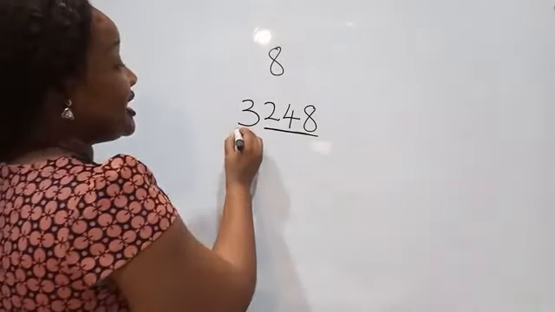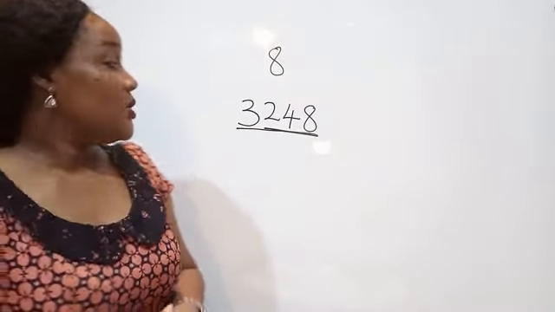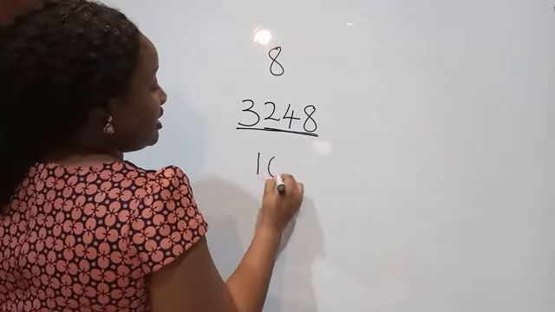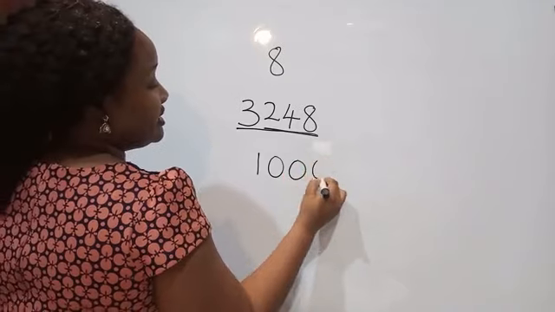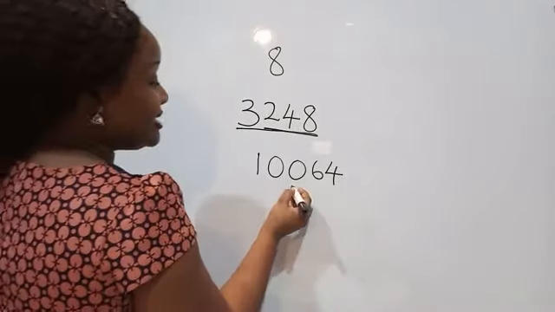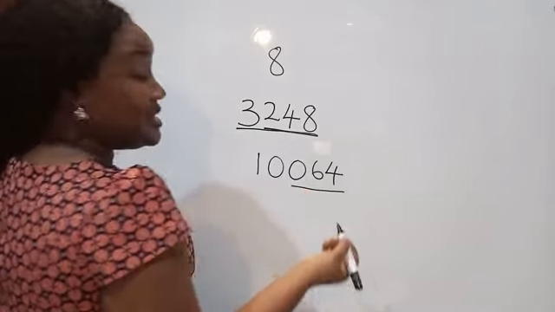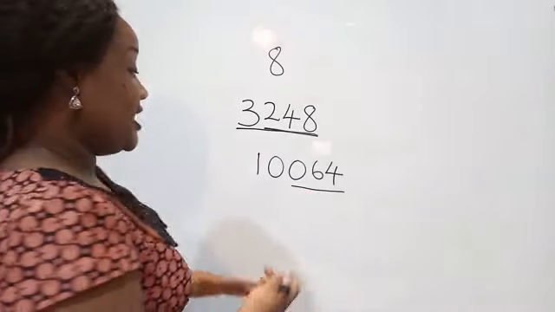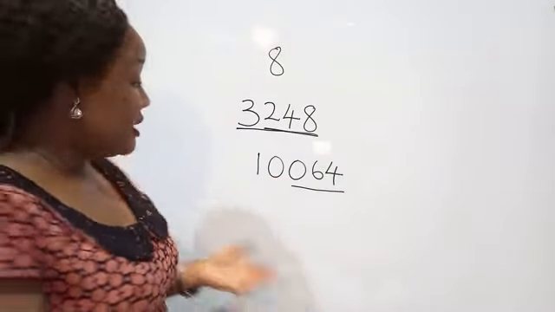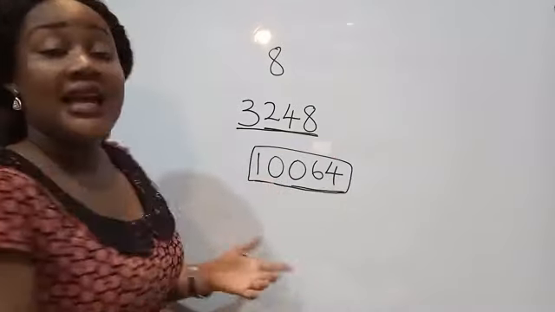So it means that 3,248 is divisible by 8. You can take another example. Let's say a 5-digit number, 10064. I'm interested in the last 3 digits, which are 064, that is 64. And we know 64 is a multiple of 8. So it means that 10,064 is divisible by 8.